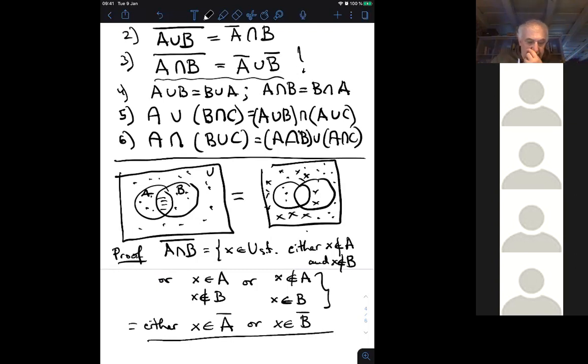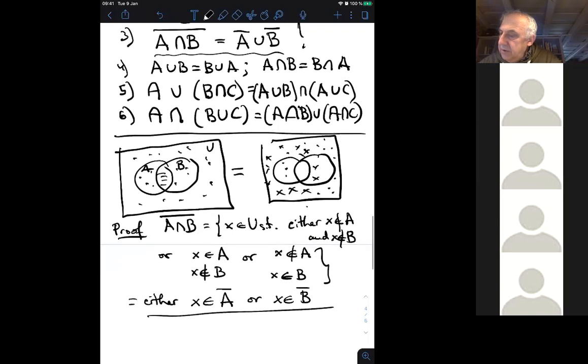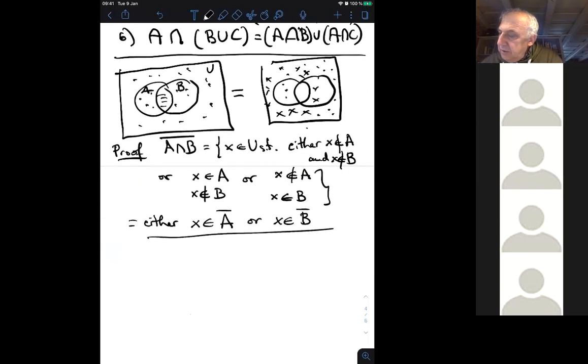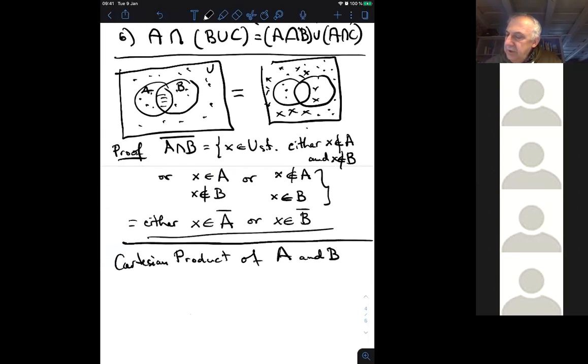Okay, but these are all very simple things, and hopefully you have seen all of that. So the next notion, which is important, is a product of two sets, the Cartesian product of A and B. The notation is A cross B. Here the order might be important, but it's first A and then B.